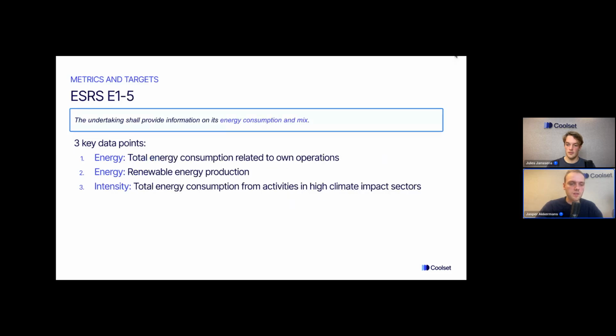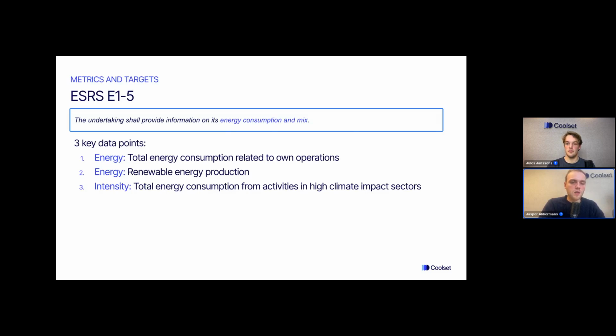Let's have a look at ESRS E1. Here, the undertaking shall provide information on its energy consumption and mix. So 3 key data points, the first one being total energy consumption related to own operations. I think that's quite clear. The second data point is also energy, where you look at renewable energy production. And then the third one is the energy intensity. So the total energy consumption from activities in high climate impact sectors.